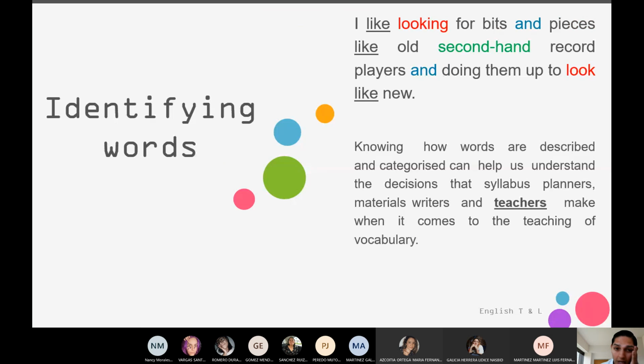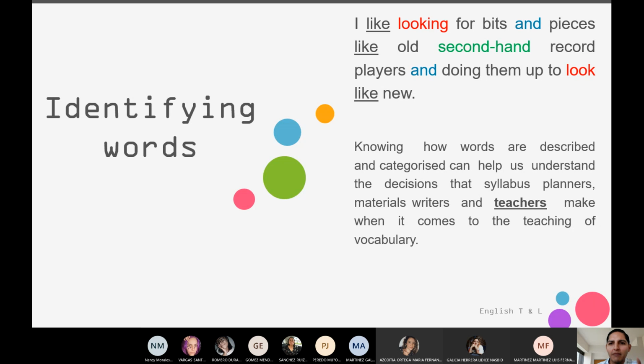The nature of vocabulary. What we need to think of first and foremost is how to shed light on words, how to detect words, and how to discriminate words. Vocabulary is all about words, but not only are we talking about the form of words. Take a look at this example: I like looking for bits and pieces, like all second-hand record players, and doing them up to look like new.